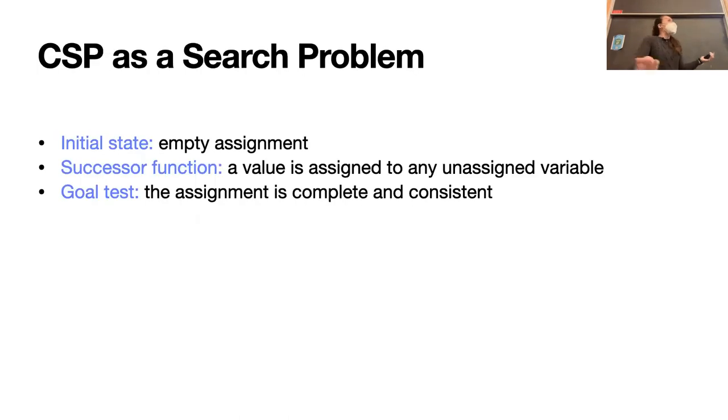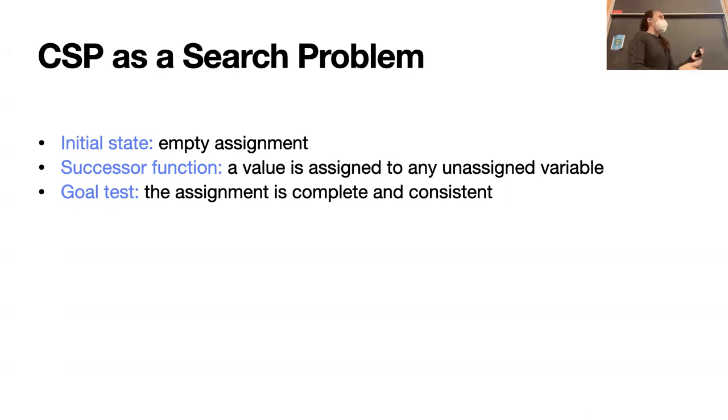So what we're seeing here is that this constraint satisfaction problem is a very special case of a search problem, okay? Just as we said, with an initial state being your empty assignment, the successor function being a value that's assigned to an unassigned variable, and then your goal test, which is basically that this assignment is complete and consistent. And we have these rules for what it means to be consistent by the rules of Sudoku.